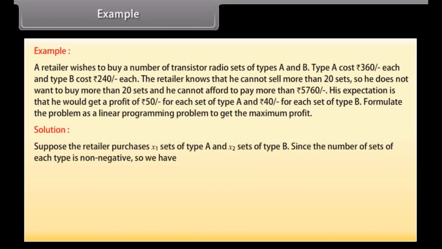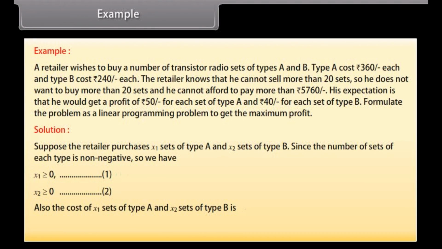Solution. Suppose the retailer purchases X1 sets of type A and X2 sets of type B. Since the number of sets of each type is non-negative, so we have X1 is greater than or equal to 0, mark it as 1. X2 is greater than or equal to 0, mark it as 2. Also, the cost of X1 sets of type A and X2 sets of type B is 360 X1 plus 240 X2, and it should be equal to or less than Rs 5,760.